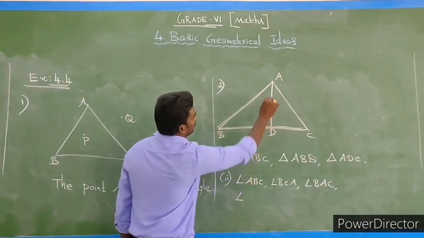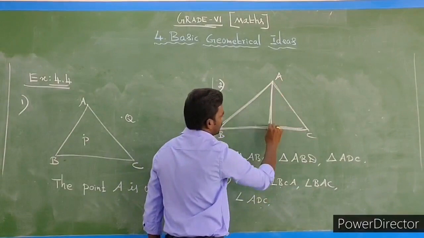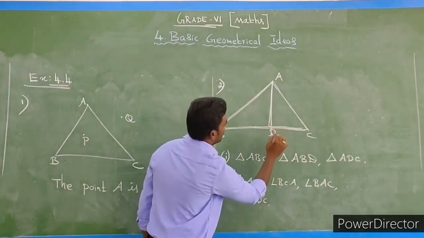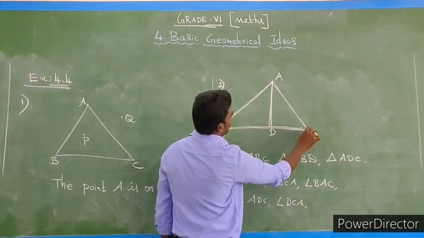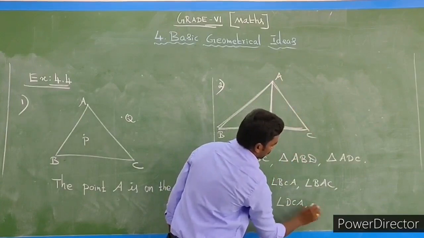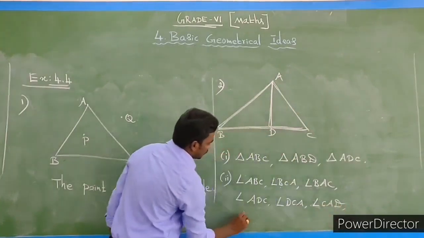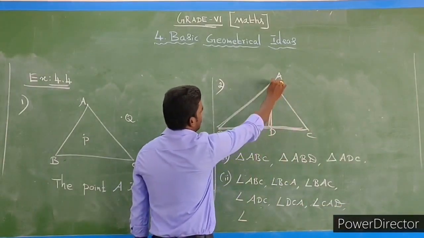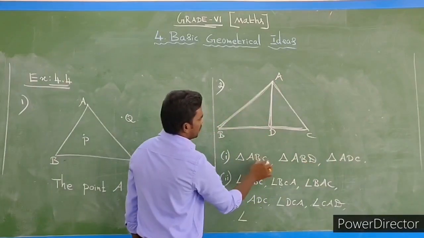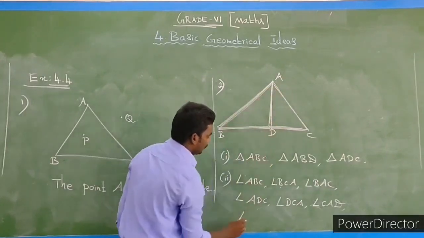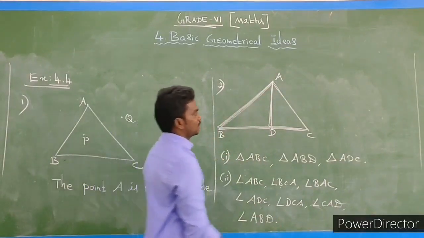What is the next angle? Angle ADC. So this is an angle in another triangle. Next one is angle ACD. What is the next one? Angle CAD. Is there any other angle? First we chose angle ABC, now we choose angle ABD. So these are the seven angles in the figure.